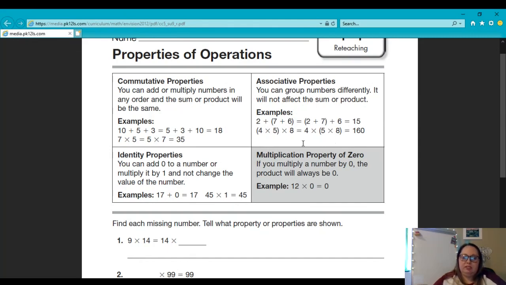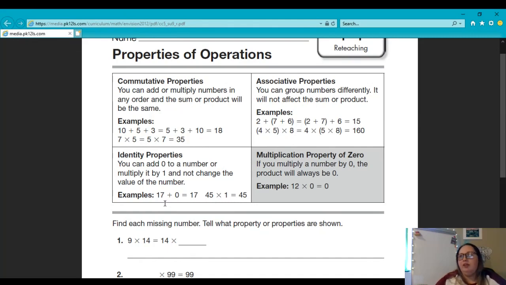So you can group numbers in different orders, and you'll still get the same sum or product. You just change where the parentheses are, but you do have to make sure that every operation in there is exactly the same. So it has to be multiplication down here, or it has to be addition. Okay. The last one that happens with both of them is our identity property. So this means that you can add 0 to any number and you'll always get the same number. So 17 plus 0 equals 17. You could do a million plus 0, it's still going to equal a million.